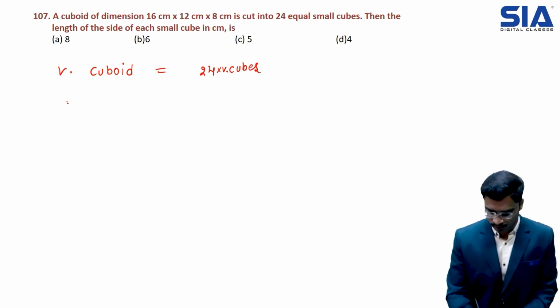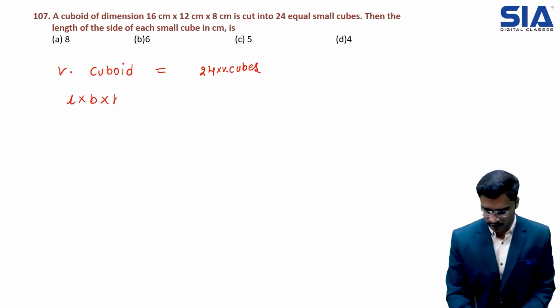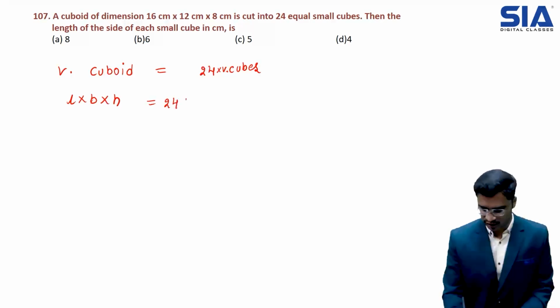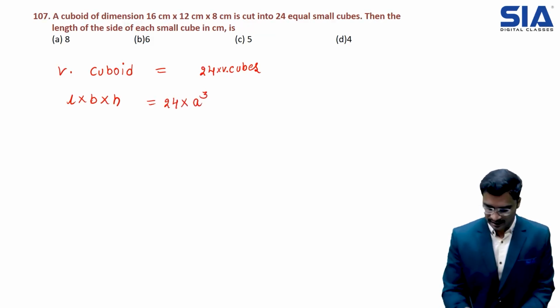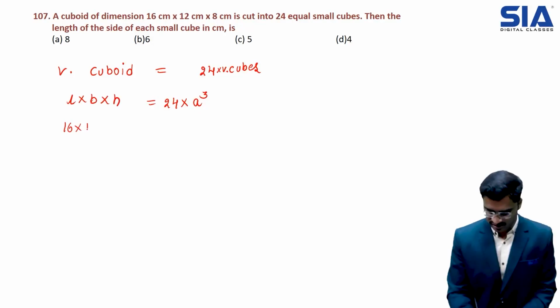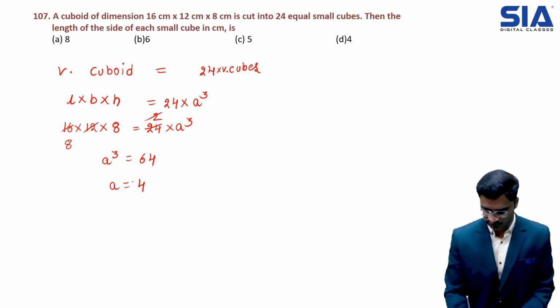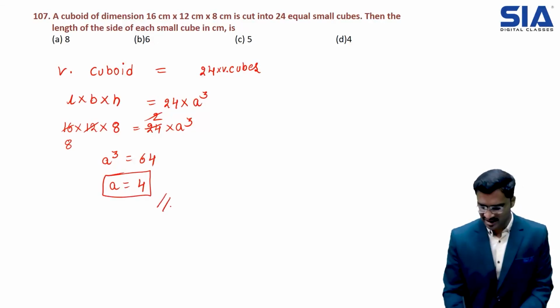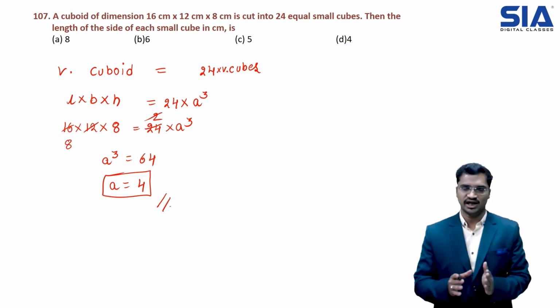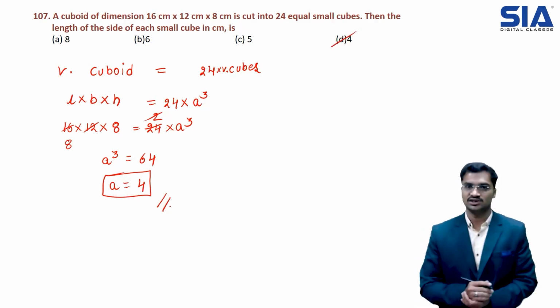We know the volume of a cuboid is length into breadth into height. That is equal to 24 into volume of a cube, which is a cube. Length is given as 16, breadth is given as 12, and height is given as 8. That is equal to 24 into a cube. So 12 twos are 24, 2 8s are 16. Then the value of a cube is what? 8 8s are 64. Then the value of a is 4. So the side of that particular smaller cube is 4. So our answer is option D.